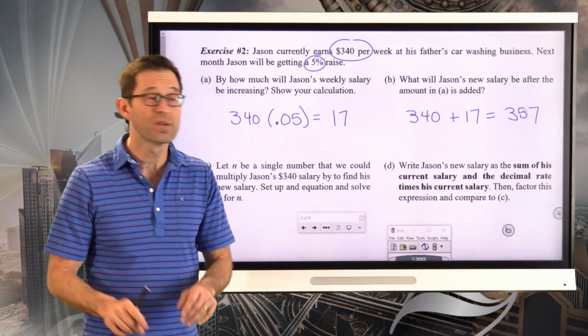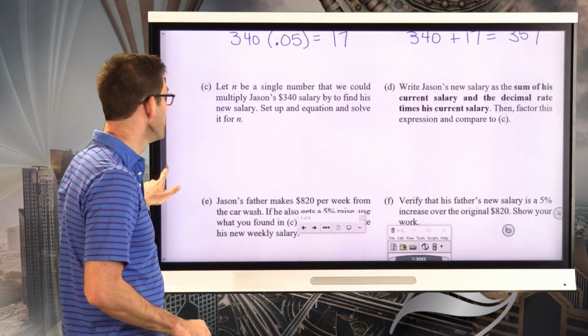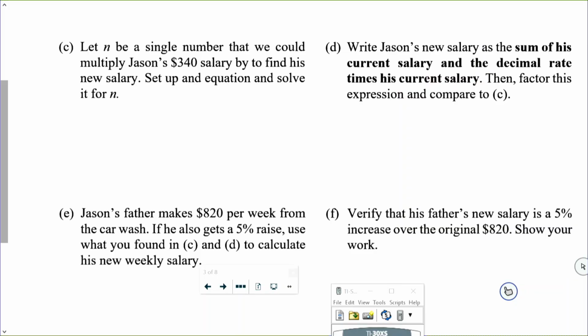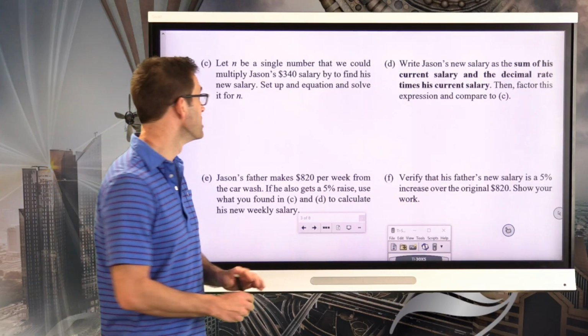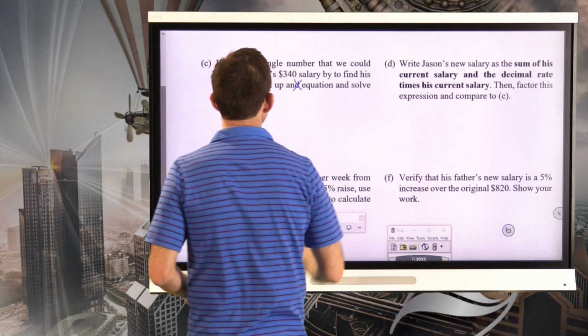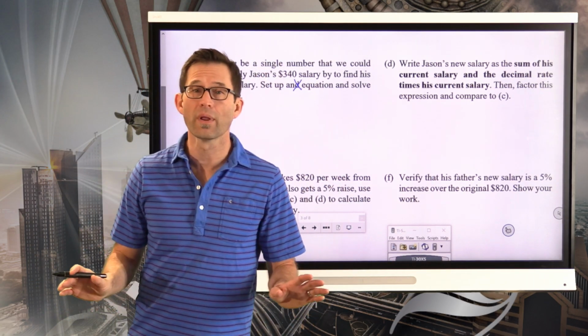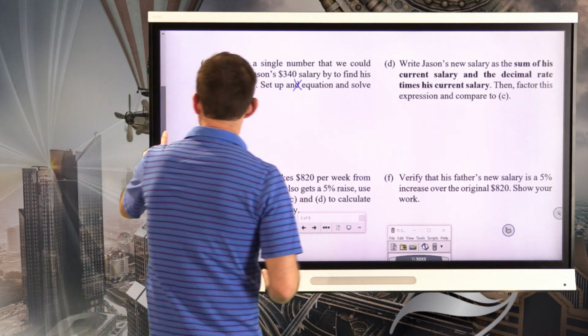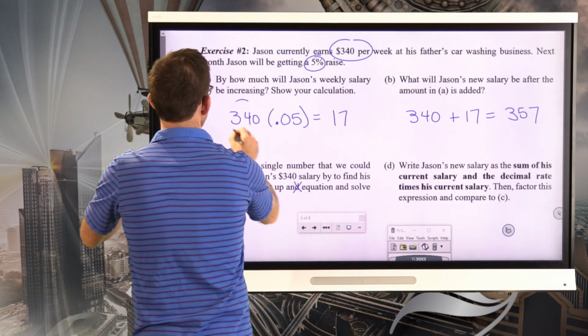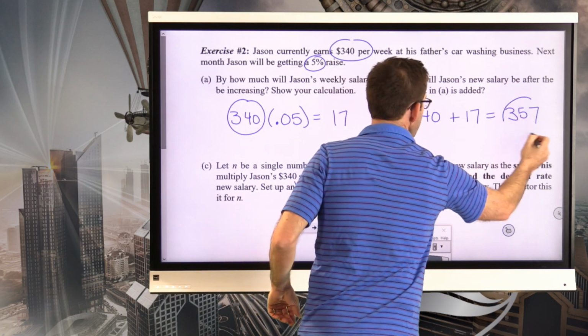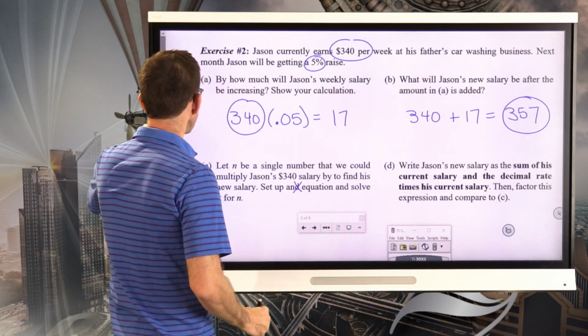All right, let's now take a look at letter C. Let n be a single number that we could multiply Jason's $340 salary by to find his new salary. Set up an equation and solve it for n. All right, so let's do it. This is actually a great place to use algebra. We know that his original salary is $340 and his final salary is $357.